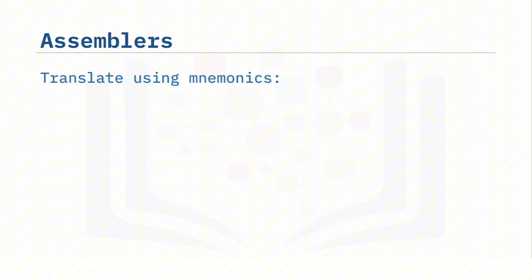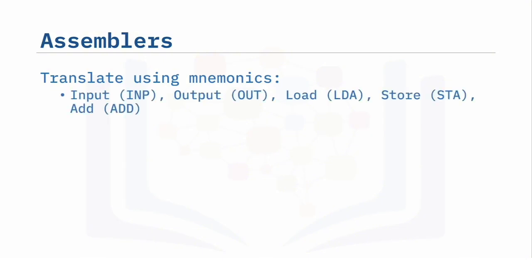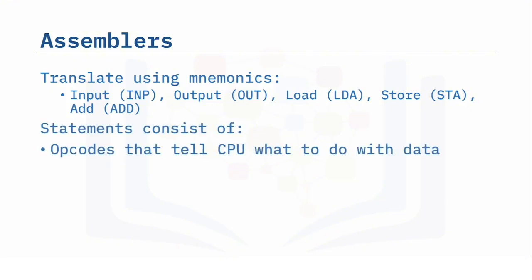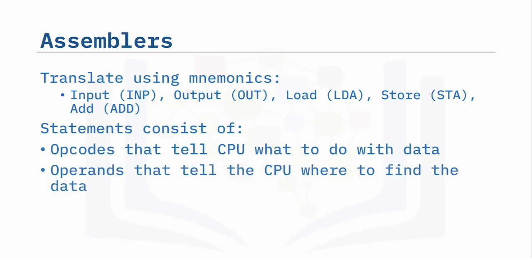Assemblers translate assembly language into machine code using mnemonics such as input INP, output OUT, load LDA, store STA, and add ADD. The statements consist of opcodes that tell the processor what to do with the data and operands that tell the processor where to find the data.